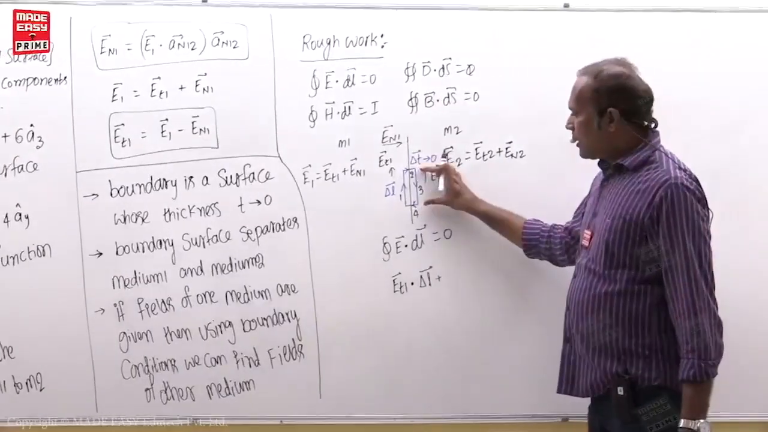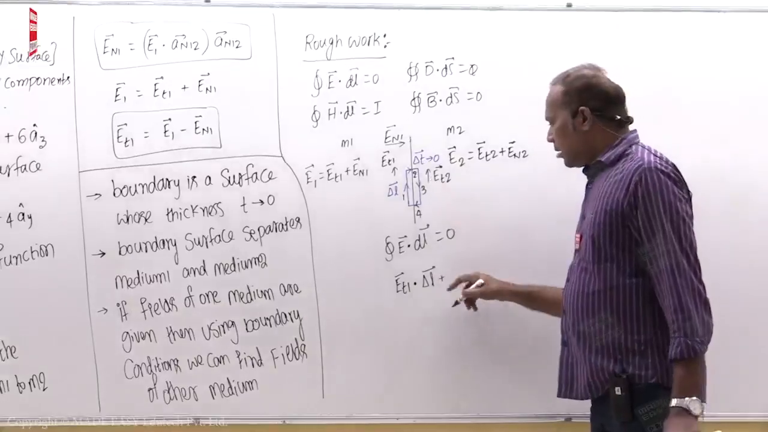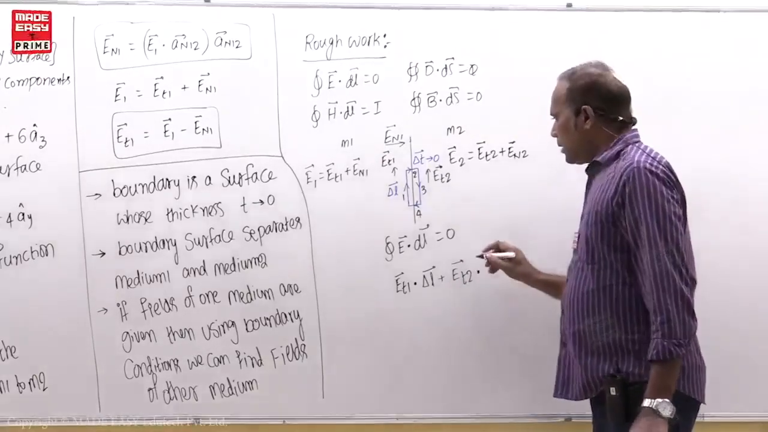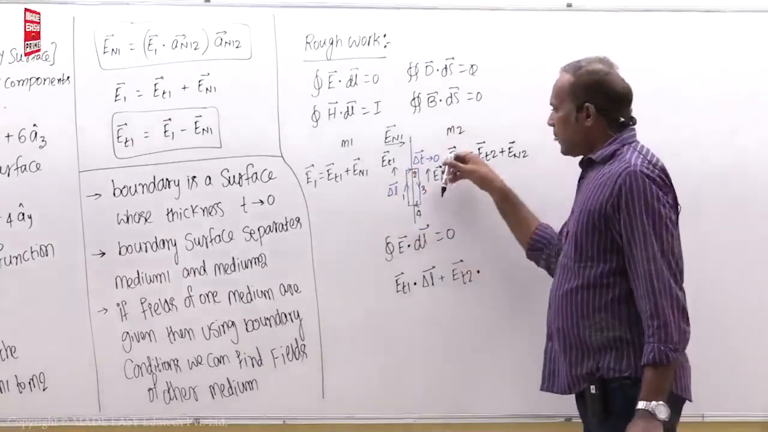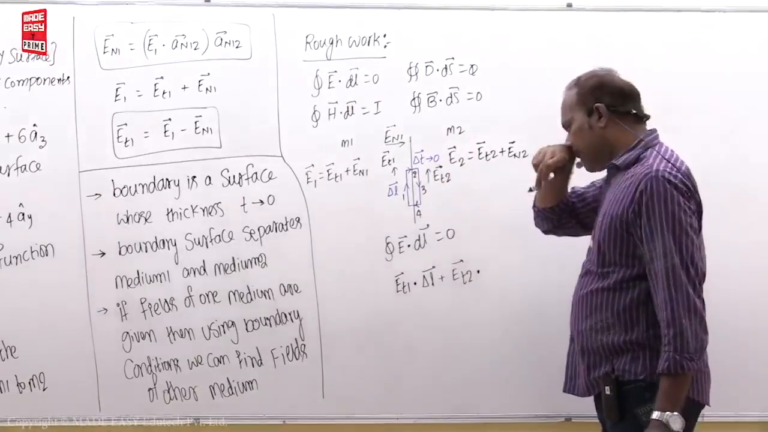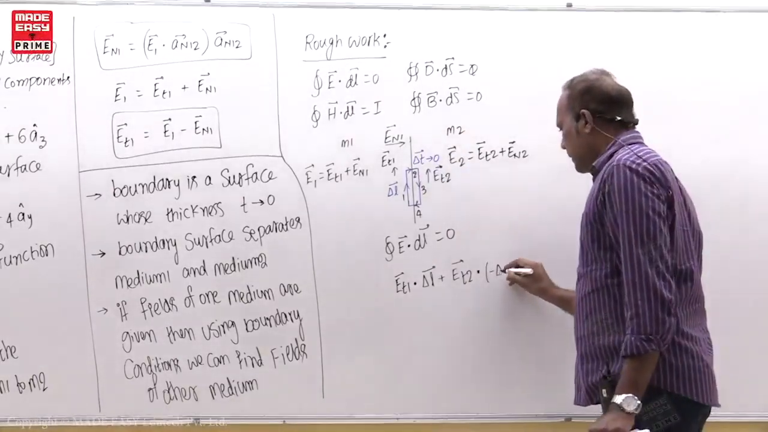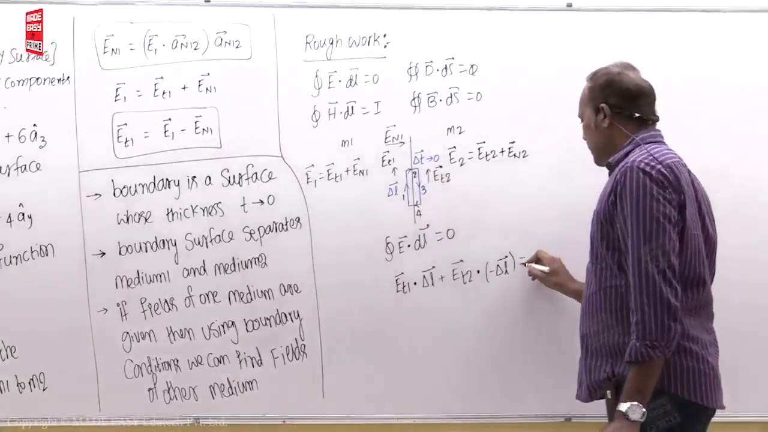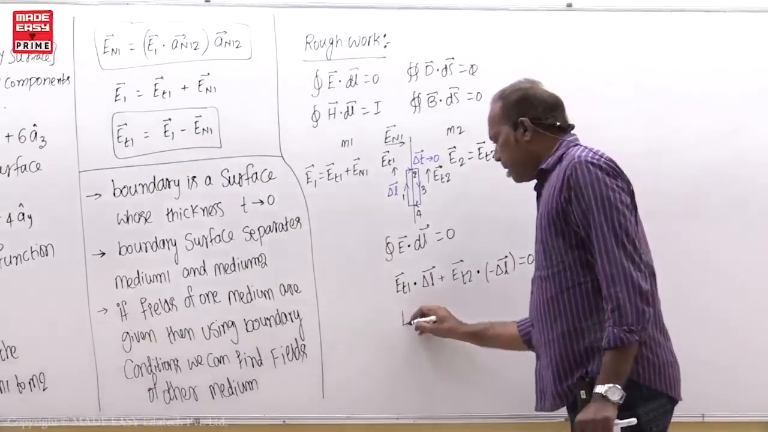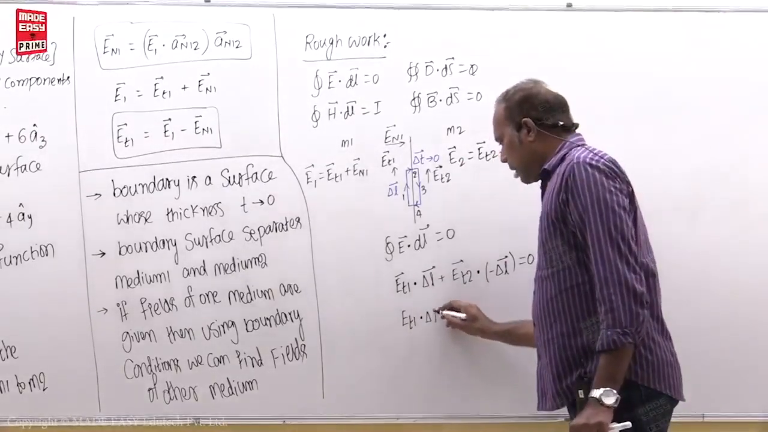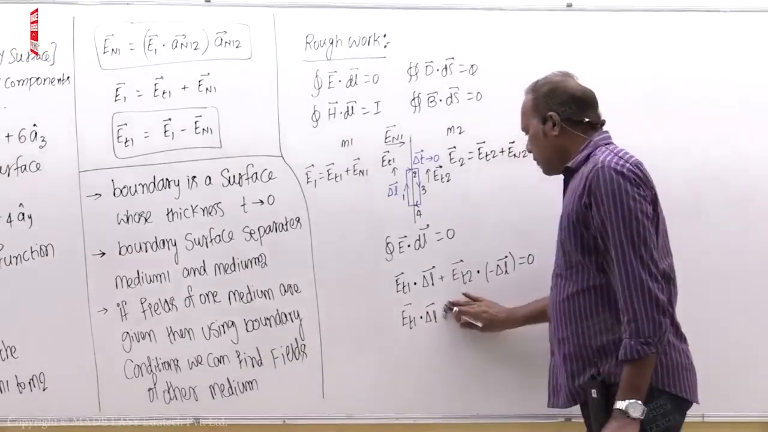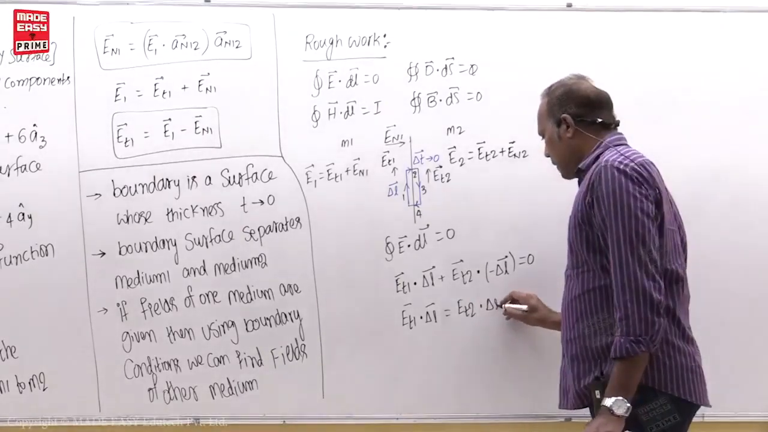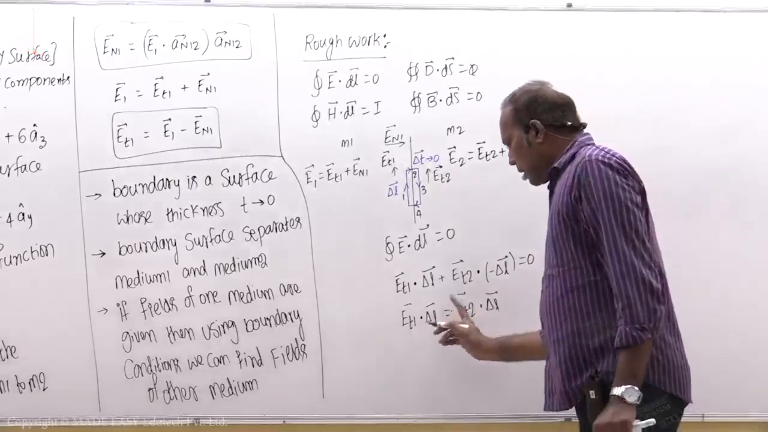Now for line 3, ET1 here, and this side it is ET2. If you take this as delta L, then downside it is minus delta L. Now no need to calculate for this because thickness tends to 0. This is equal to 0. Now this side, ET1 dot delta L is equal to ET2 dot delta L. When this comes to this side, the minus is gone. Now compare both sides.